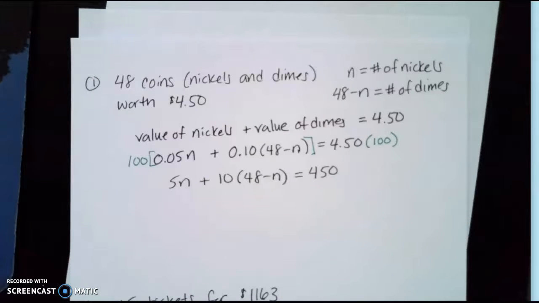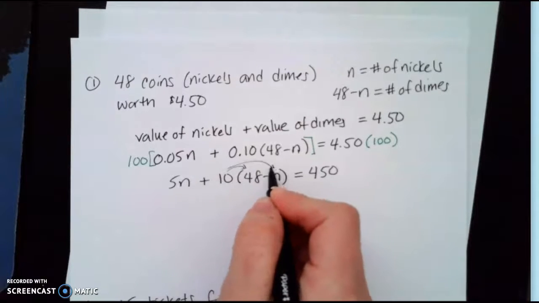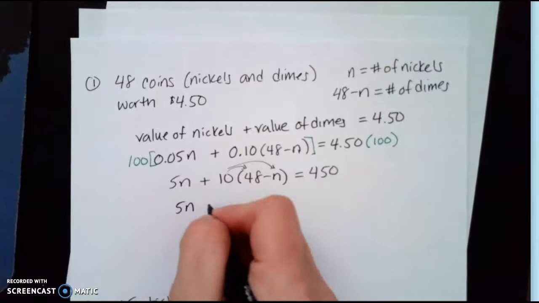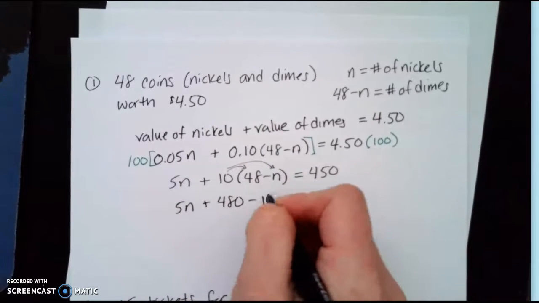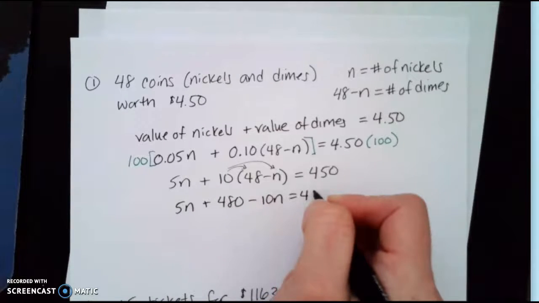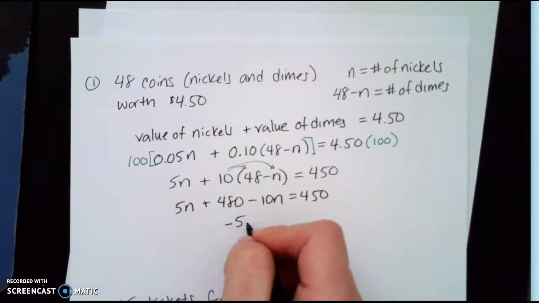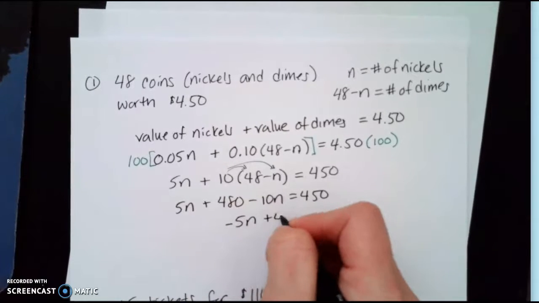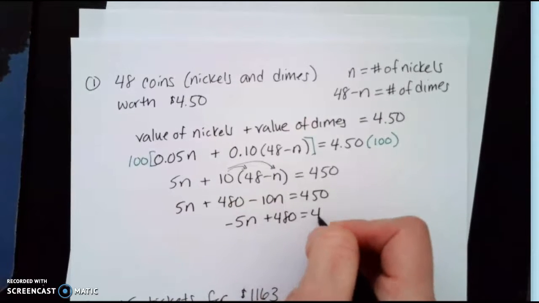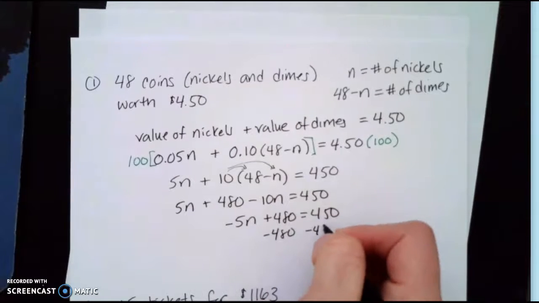So I'll just solve this as I would any other linear equation, clear the parentheses. So multiply by 10 here and here, 5n plus 480 minus 10n equals 450. Combine like terms that are on the same side, so 5n minus 10n is negative 5n, plus 480 equals 450. Subtract 480 from both sides.